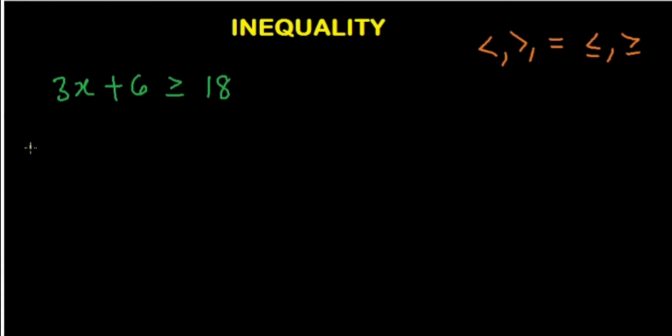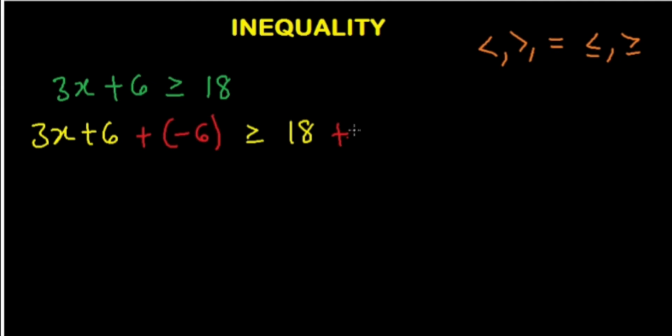So I will have 3x plus 6, then plus minus 6 to this side. The other side also, 18 plus minus 6. Can you see that now? That means this will cancel this, this will cancel this one, and I'll be left with 3x. So 18 minus 6, that is 12.